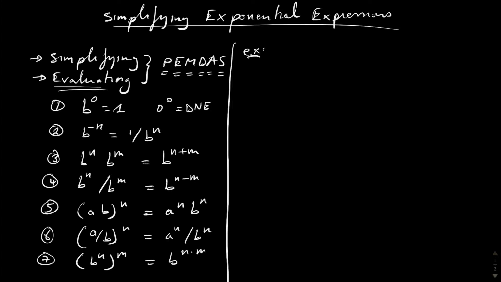The first example here is going to be negative 3, in parentheses, to the power of 2. And since the whole thing is raised to the power of 2, you're going to have negative 3 times negative 3, and this should give you 9.